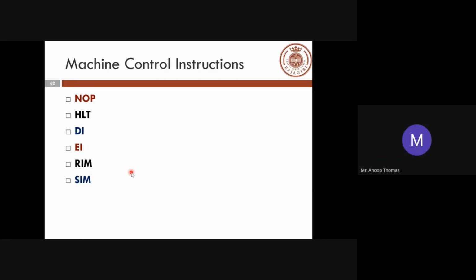So these are some of the special machine control instructions associated with it. These are quite complicated, but just be aware that there are certain instructions which are associated with controlling the machine internally. So NOP is there, HLT is there, DI is there, EI is there, RIM is there, SIM is there. So many of these are associated with your interrupts.